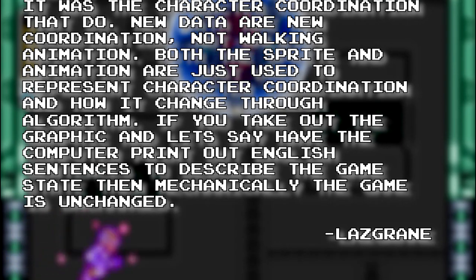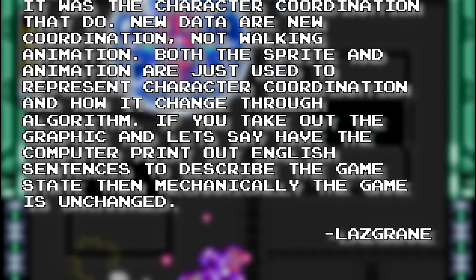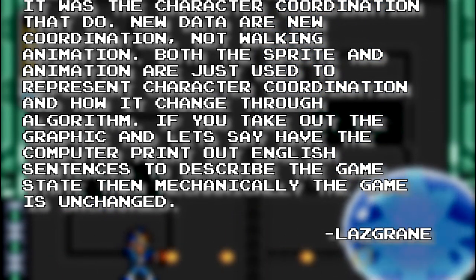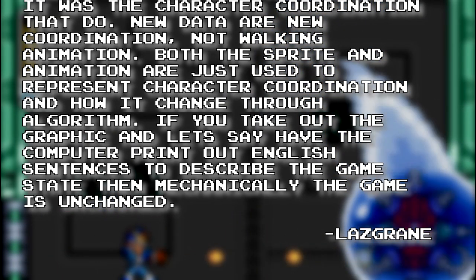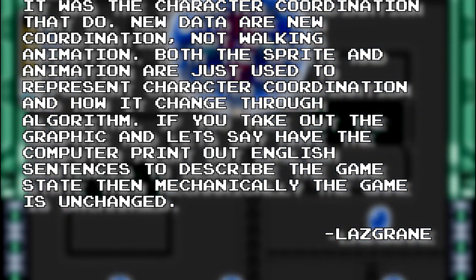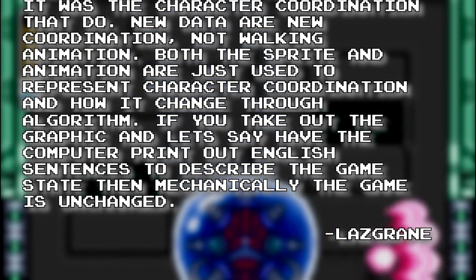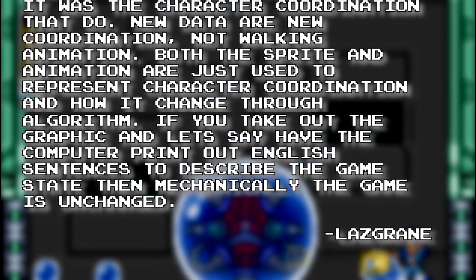I think Lasgrain's argument is that visuals and audio are not data because they can't be manipulated. I think there are 3 counter-arguments. First, the pointers to visuals and audio definitely change. The music pointer, for instance, will change from the stage select theme, to the Spark Mandrill theme, to the boss theme, so on and so forth.